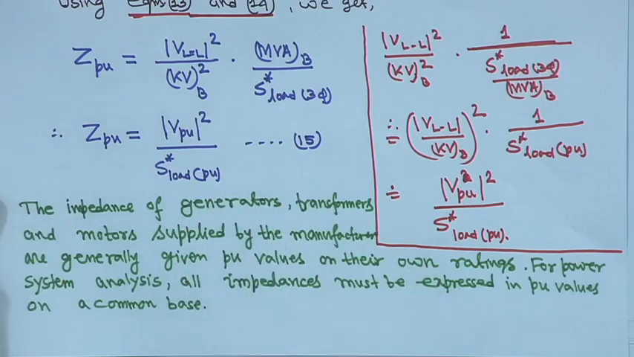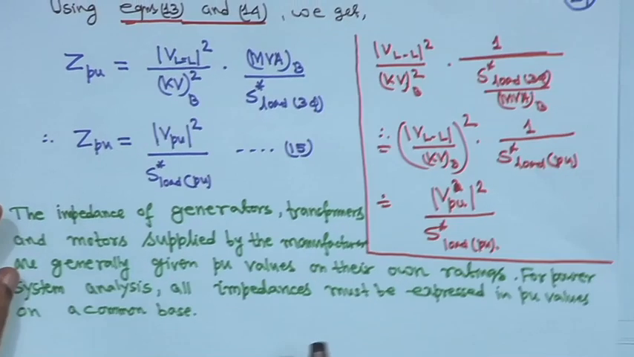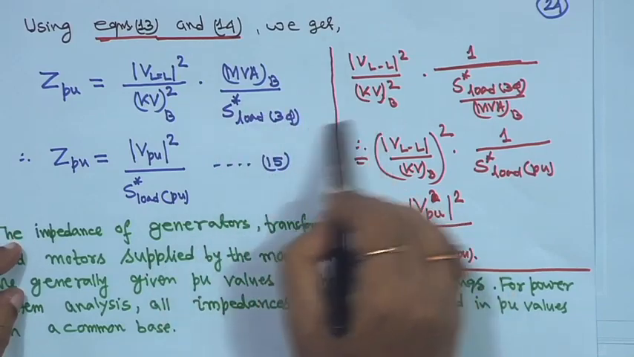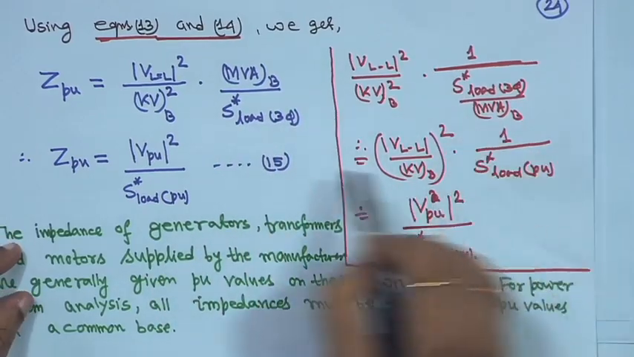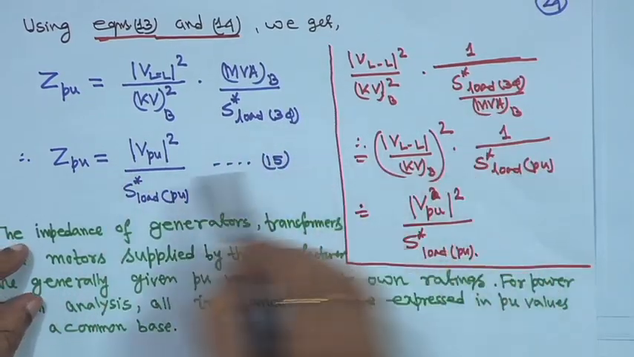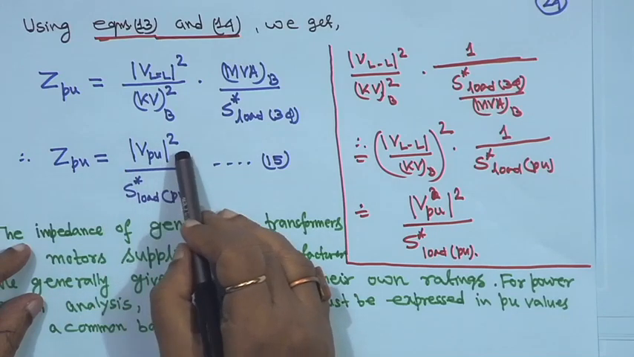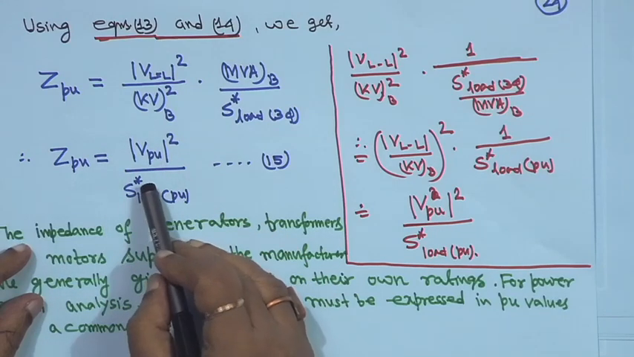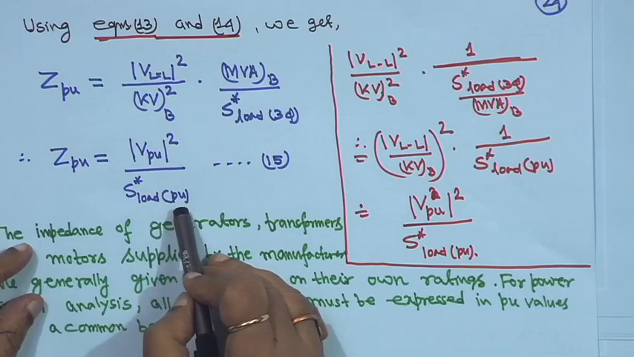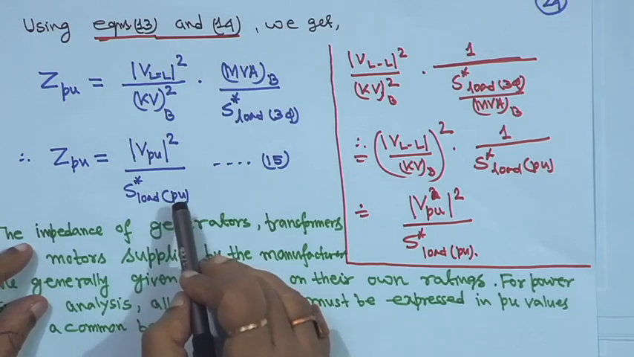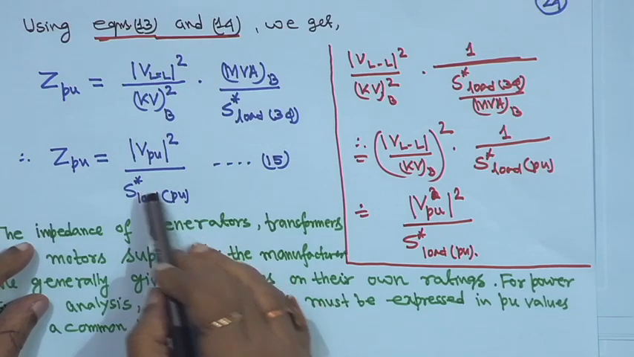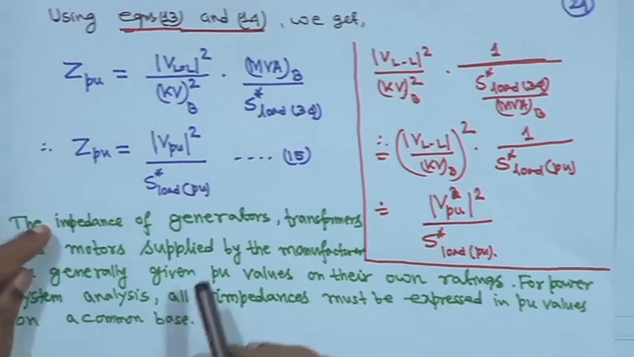This is equation 15. So, this simple calculation is made here for your understanding, that Z per unit is equal to VPU square upon S conjugate, this is conjugate load and it is per unit load, but it is conjugate. This is equation 15. So, thank you.